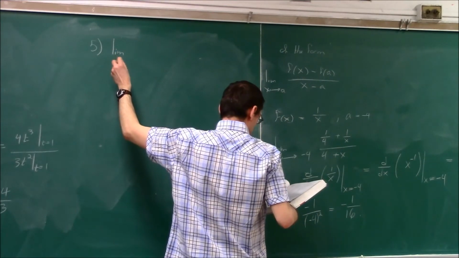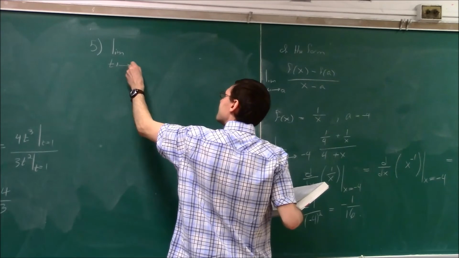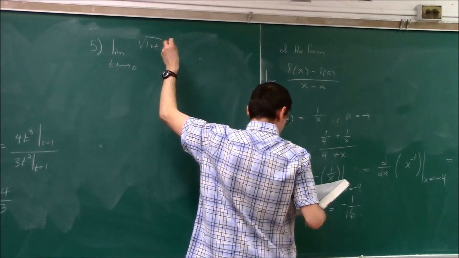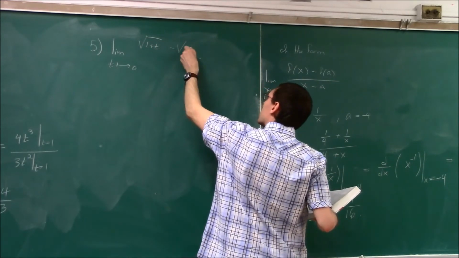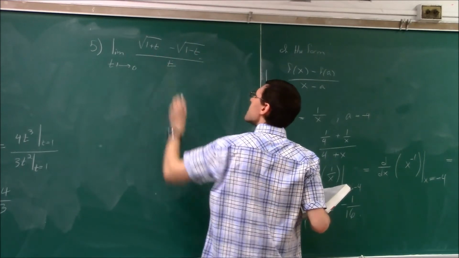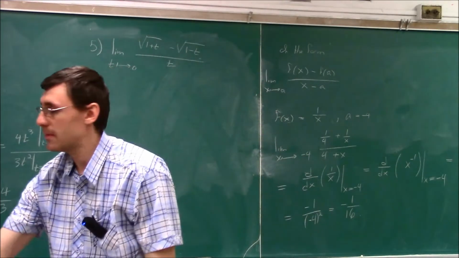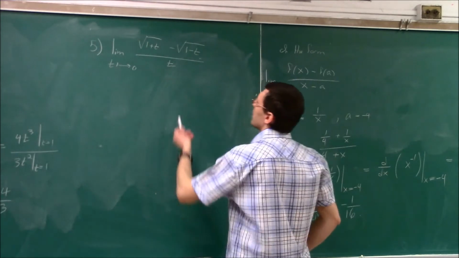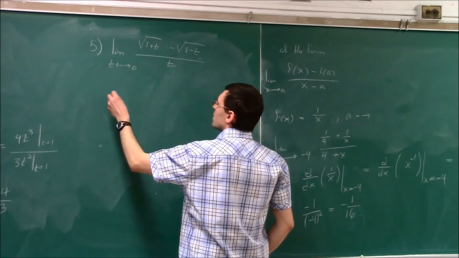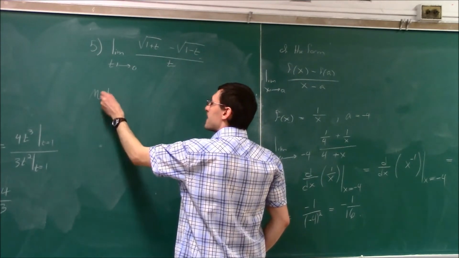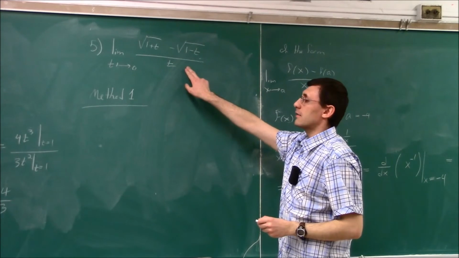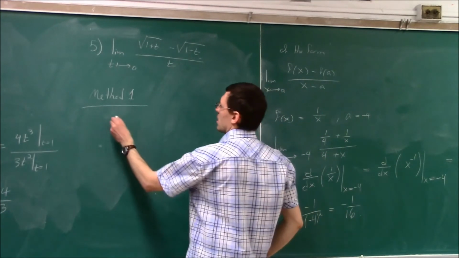Limit as t goes to 0 of root of 1 plus t minus root of 1 minus t, divided by t. Again, the thing that comes to mind is that this looks very much like the derivative of the root function. So method 1, we manipulate this expression to look like a derivative and then just use derivative shortcuts. So how do we do that?